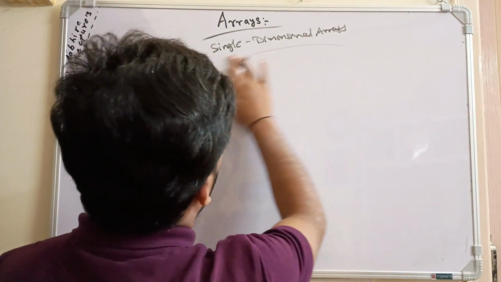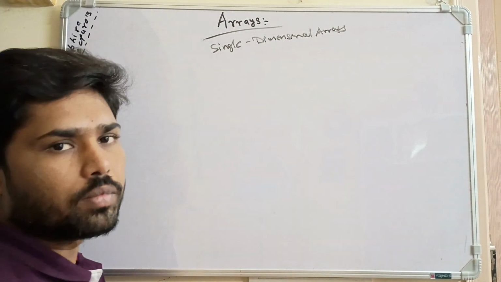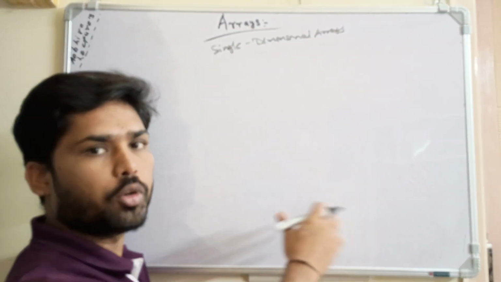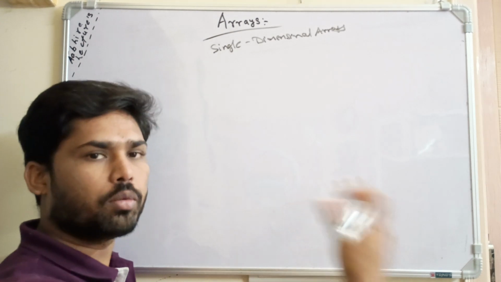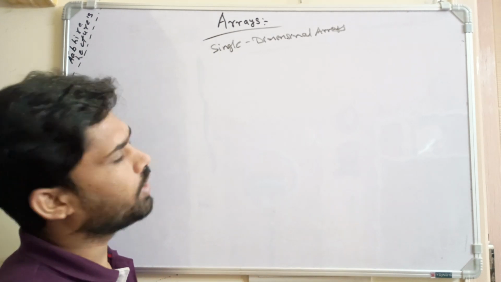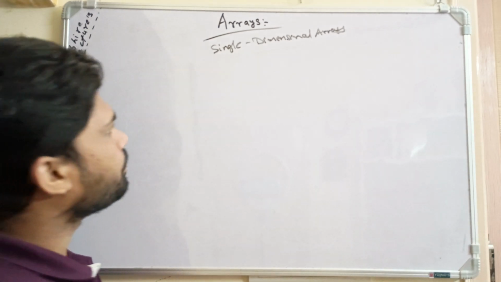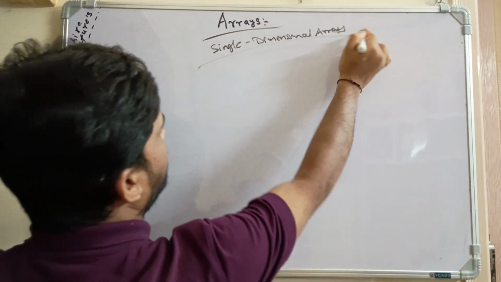So array, we know, right, an array is a collection of elements which we store continuously in memory. Or we can say that in a single variable we can store multiple values of the same data type. So that is the array, we can say. Okay, so single dimensional array. Good.